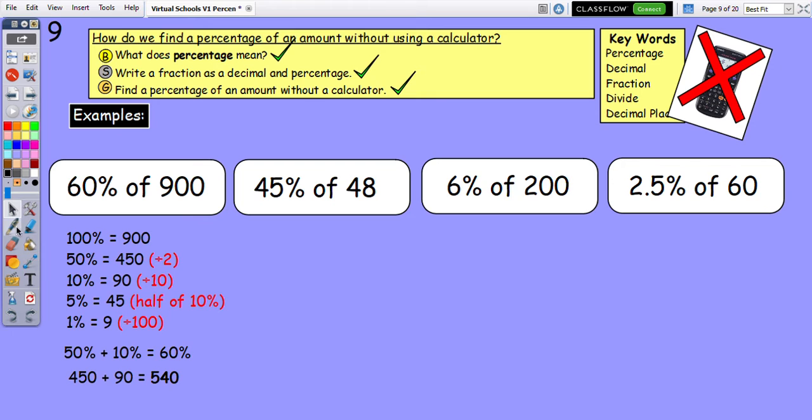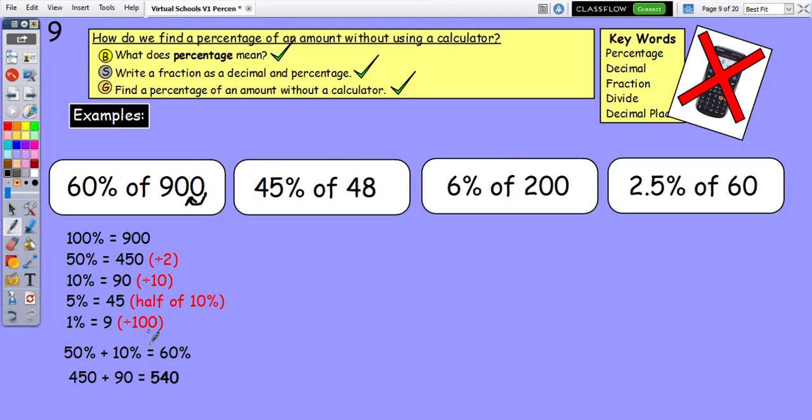Okay, so just to refresh your memories, if I take the number 900, that is where the decimal point is at the moment. If I divide by 10, I move the decimal point one place to the left and get 90. Okay, 5% of 900 is simply half of 10%. Okay, if 10% is 90, then 5% would be 45. So I half 10%. 1% of 900 is 9.